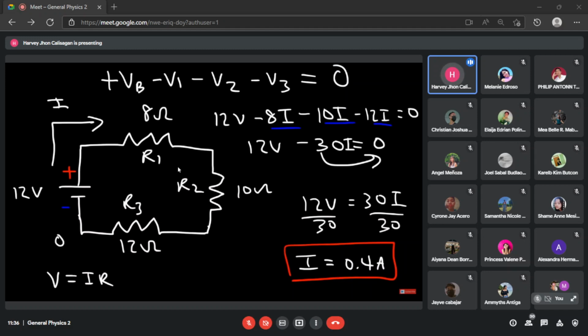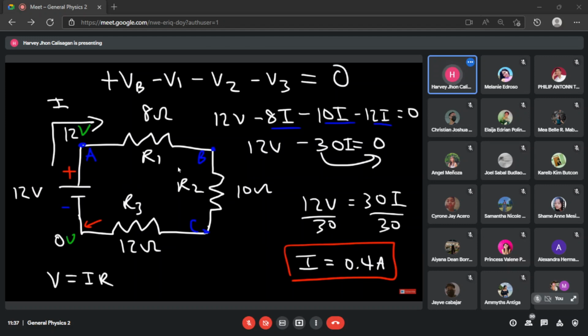Now, let's say the electric potential at this point is 0 volts. Let's calculate the electric potential at these points. So, what is the electric potential at points A, B, and C? So, notice that the potential difference of the battery is 12 volts. And so, since this is a positive sign, A has to be higher than this point. So at point A, the potential is 12 volts. Now, what is the potential at point B?